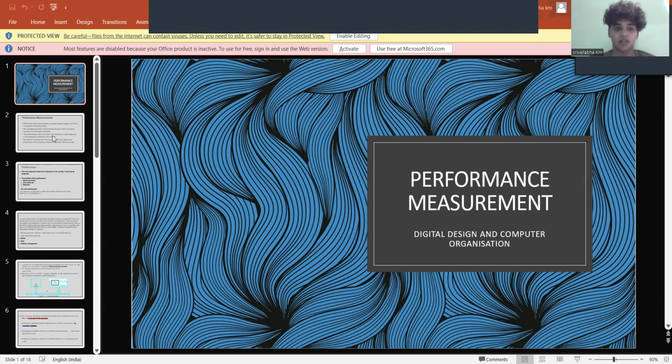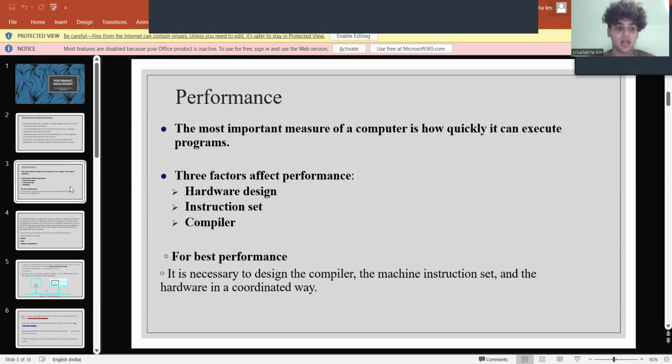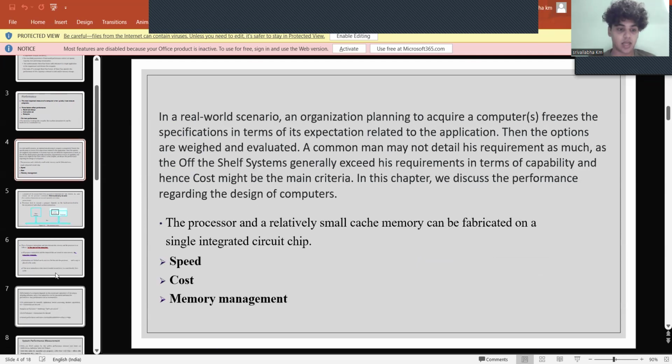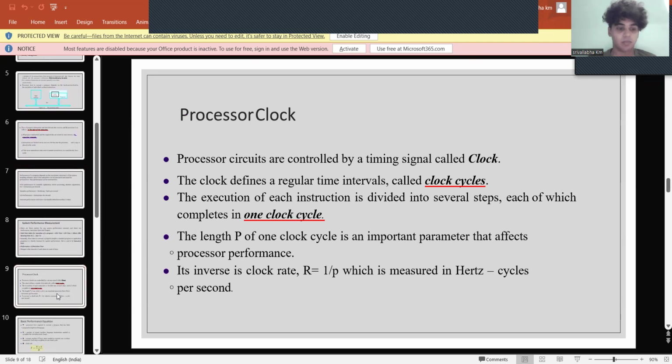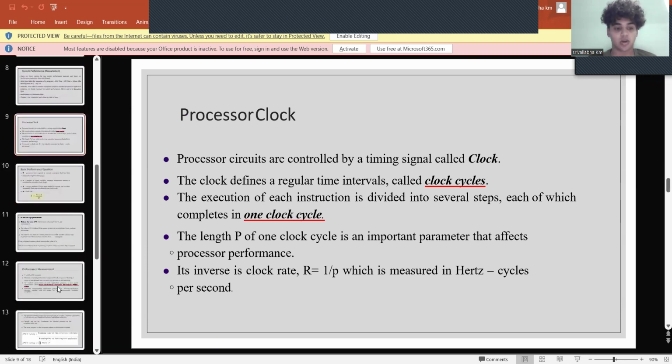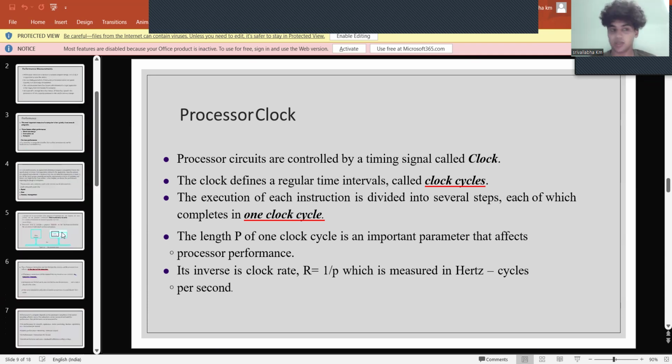At first, we will talk about performance measurements. Before that, we need to understand performance, and then later on we can cover the processor clock, basic performance equation, clock rate, compiler, and at the end, the conclusion.